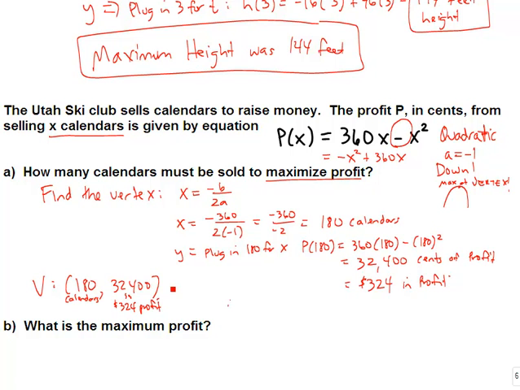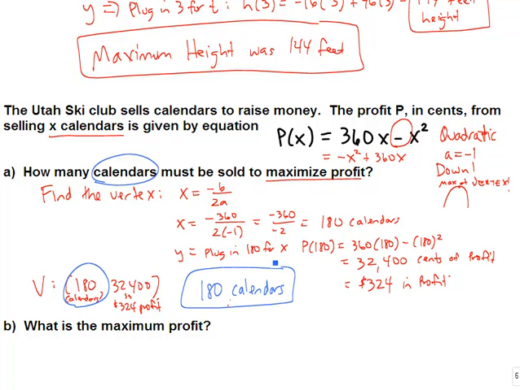So now getting back to our question A, how many calendars must be sold to maximize profit? Is that the x value or is that the y value? Well, calendars is x, so we want 180 calendars for our answer for part A. Part B says, what is the maximum profit? Which one of these two values here is the profit? That's going to be the y value. So down here, we're going to have $324 in profit.